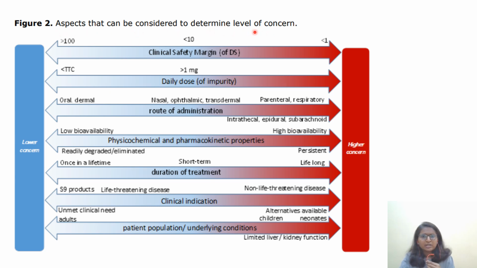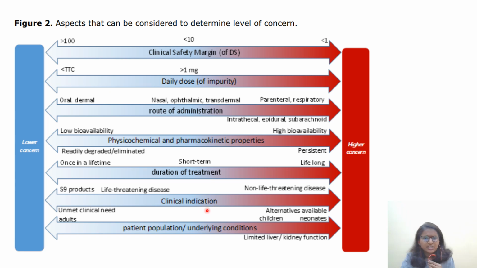These are aspects that can be considered to determine the level of concern. If there is a non-mutagenic impurity and you want to assign the level of concern, you have to see whether the API in which that impurity is present has a clinical safety margin. If it is greater than 100, the level of concern is low. If it is less than 1, you assign a higher level of concern. If the daily dose is greater than 1 mg, it is moderate, but if it is less than the TTC value, the impurity has a lower concern. If the route of administration for the API in which the impurity is found is oral or dermal, the level of concern is low. If it is parenteral or respiratory, you assign a high level of concern. Like this, for various categories, you can assign the non-mutagenic impurity either a low or a high level of concern. This categorization will help you in deciding the decision tree. Okay, hope you are able to follow.